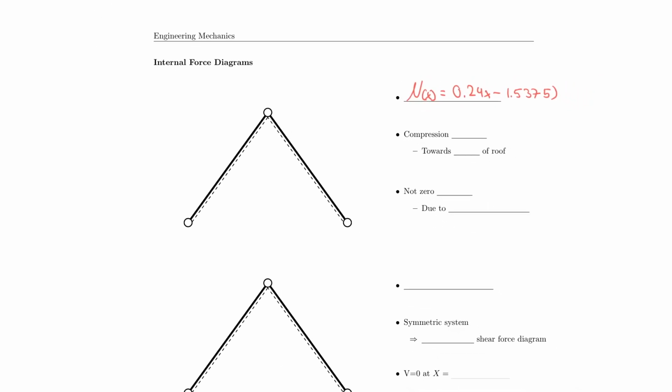And it's very similar to what we had before, right? So first of all, it's also in kilonewton, but also it's compression throughout the entire roof, and it's increasing towards the bottom of the roof, and then it's also not zero at the top because we have the pitch of the roof due to the angle.